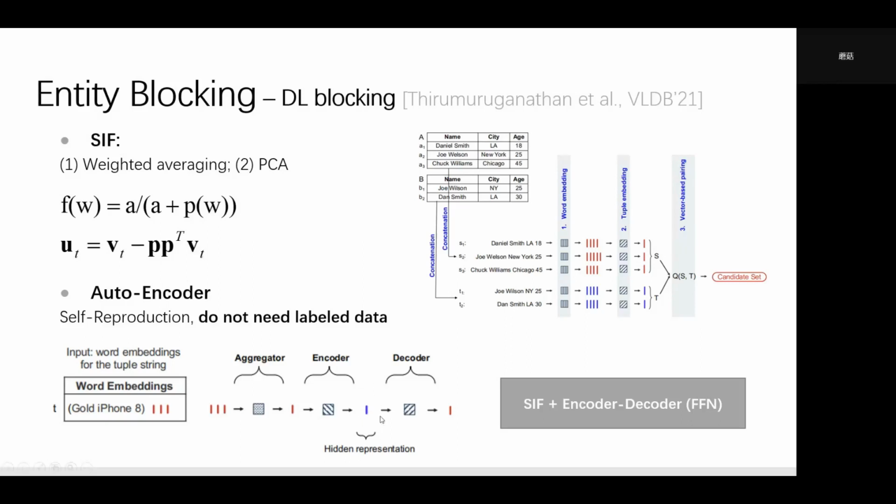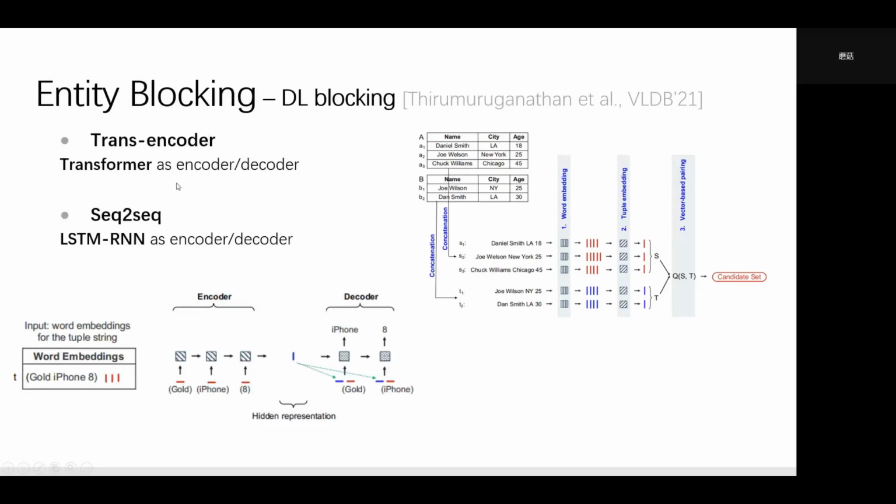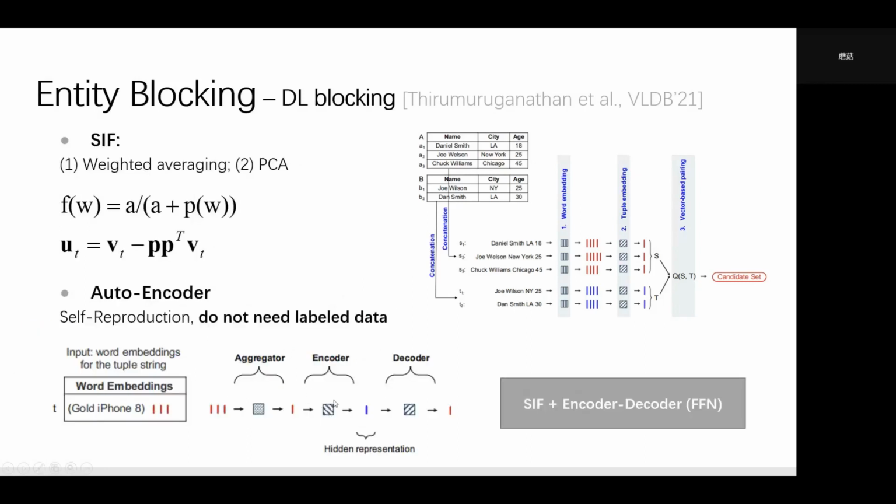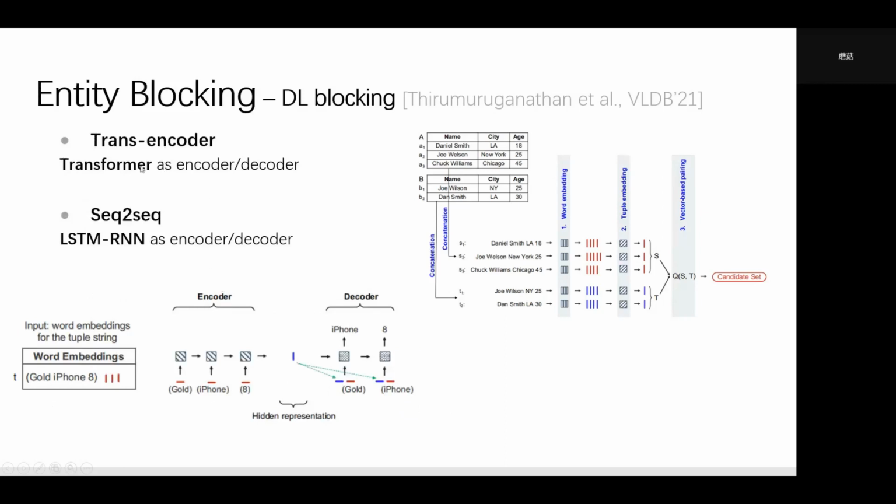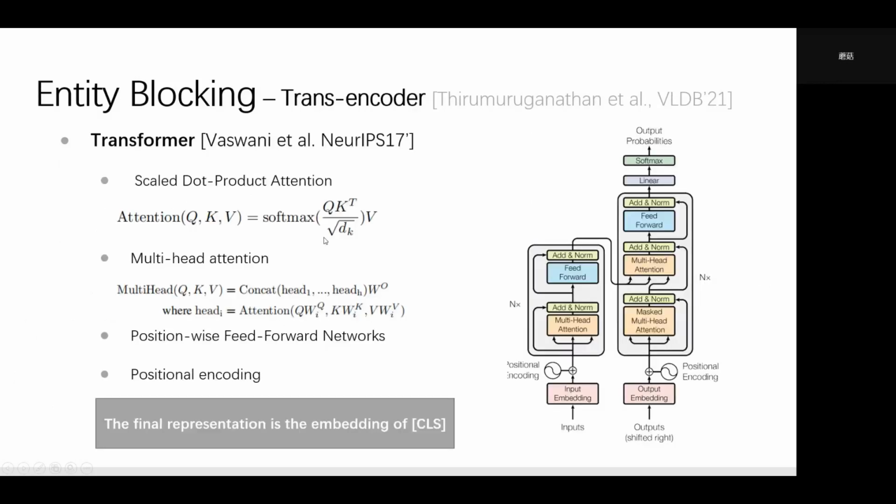The DER blocking also adopts a sequence-to-sequence model to replace the computation. So the transformer replaces the recurrent layer to improve the performance. In this case, we discussed, it contains four components. The first one is the scaled dot-product attention, which often includes three matrices, QKV, and the softmax. To improve the performance, the transformer uses multi-head attention and position-wise feed-forward networks. But because the transformer does not know the position of each word, it adds the positional encoding to record this information. Also, by using the transformer, the final representation is the embedding of the first word of the tuple, namely CLS.